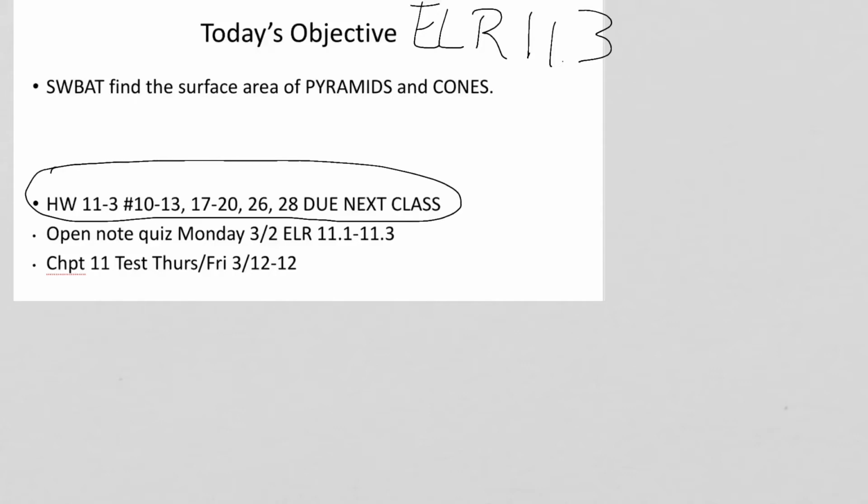We'll also be having an open note quiz, so you'll be able to use your notes on these current ELRs from Chapter 11. And our Chapter 11 tests will be on the Thursday, Friday. That should say the 12th and the 13th.